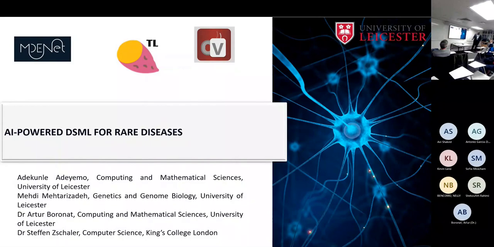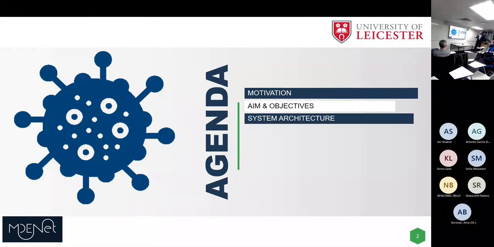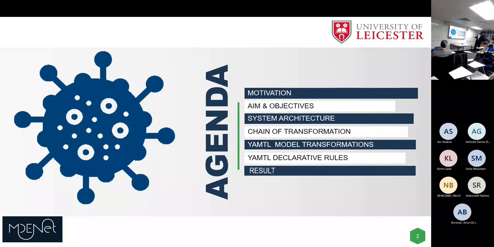So basically, I'll be running through the agenda for this presentation real quickly. First of all, I'll be talking about the motivation for this project. Then I'll be talking about the aim and objective for this project. Then I'll be going through some technical bits which involves the system architecture, the chain of transformation, YAMTL model transformation, YAMTL declarative rules, and I'll be showing you some results for this project. And finally, I'm going to conclude and talk about the future works.